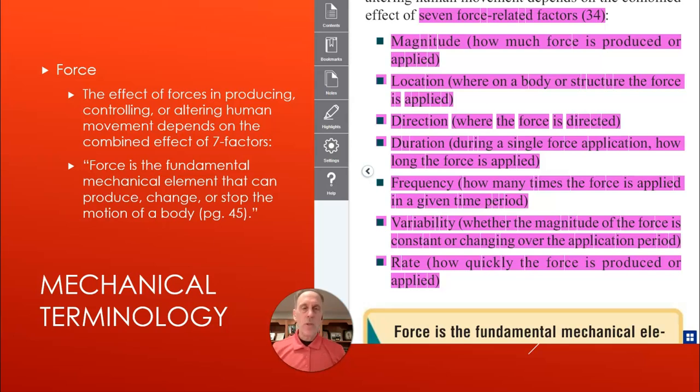Magnitude, how much force is applied. Location, where is it applied. The direction, what direction is the force being applied. Duration, how long is the force being applied. Frequency, how frequent. You can get an idea of what these 7 things are on page 45 here. But I would take a minute to just make sure you're familiar with these because you'll probably see them somewhere else.